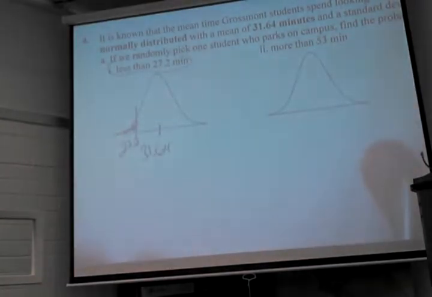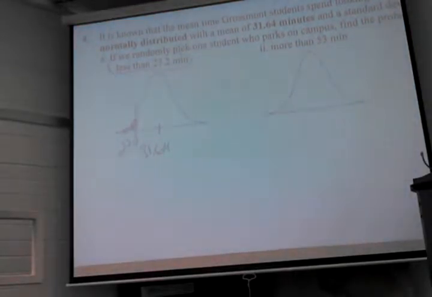I can't look up 27.2 in the chart because it's not on there for one thing, plus it's not a z-score, and that's a z-score chart. Kind of makes sense. So before I can use the chart, I have to make a z-score.